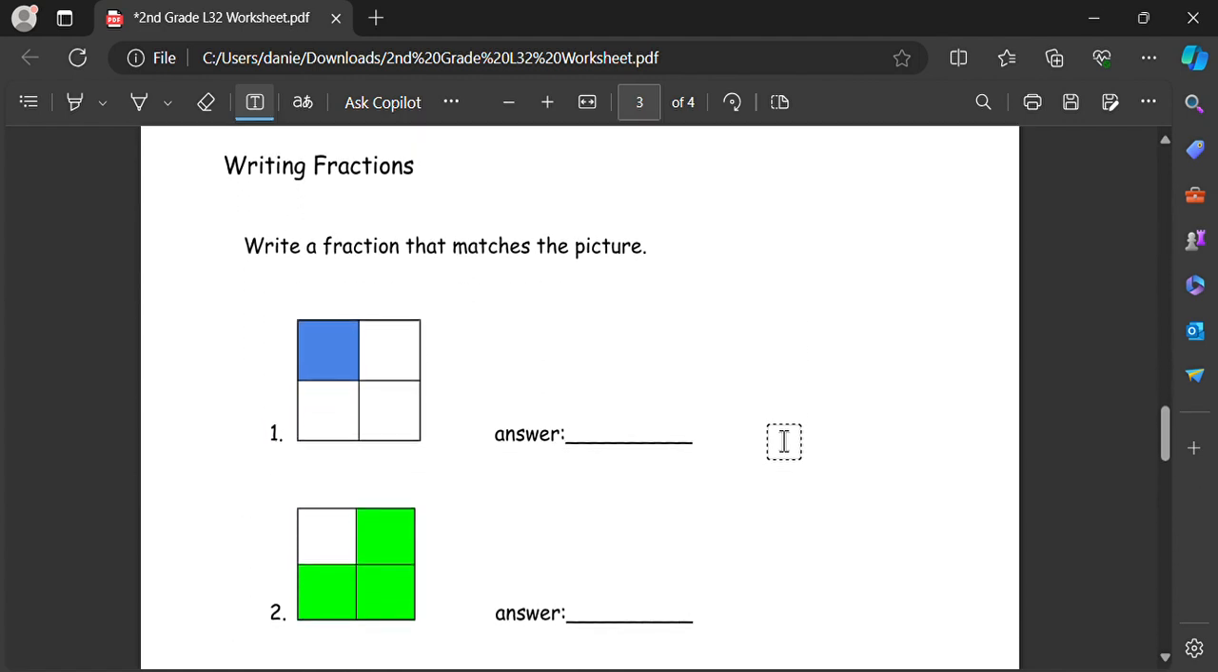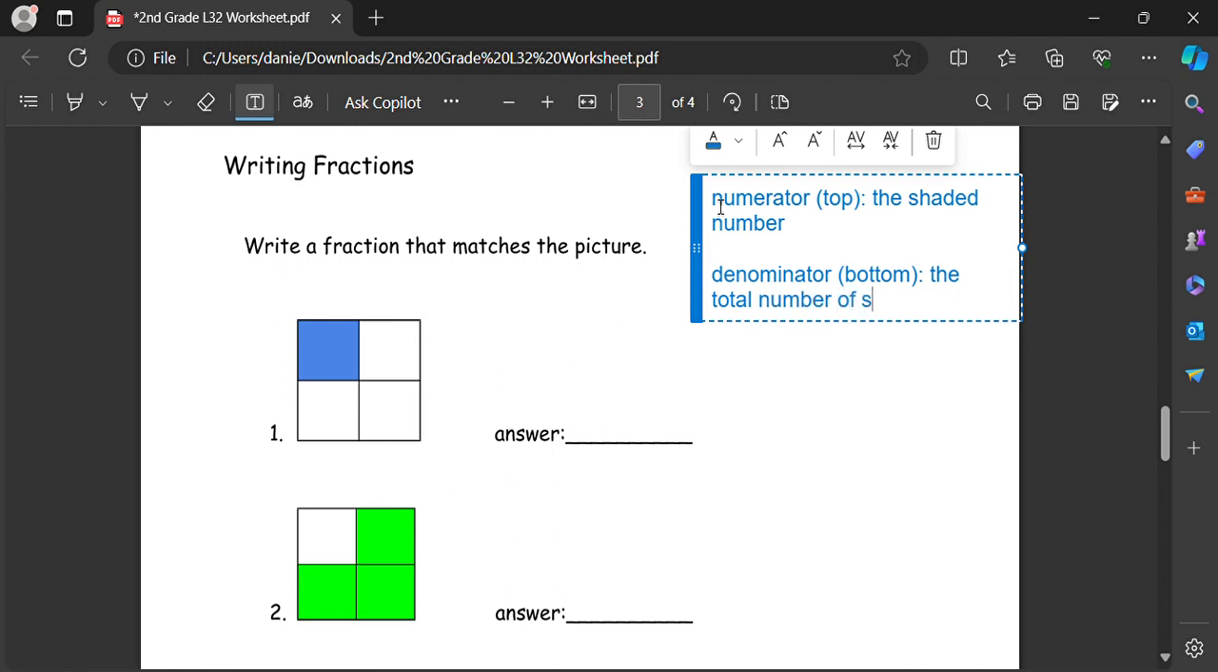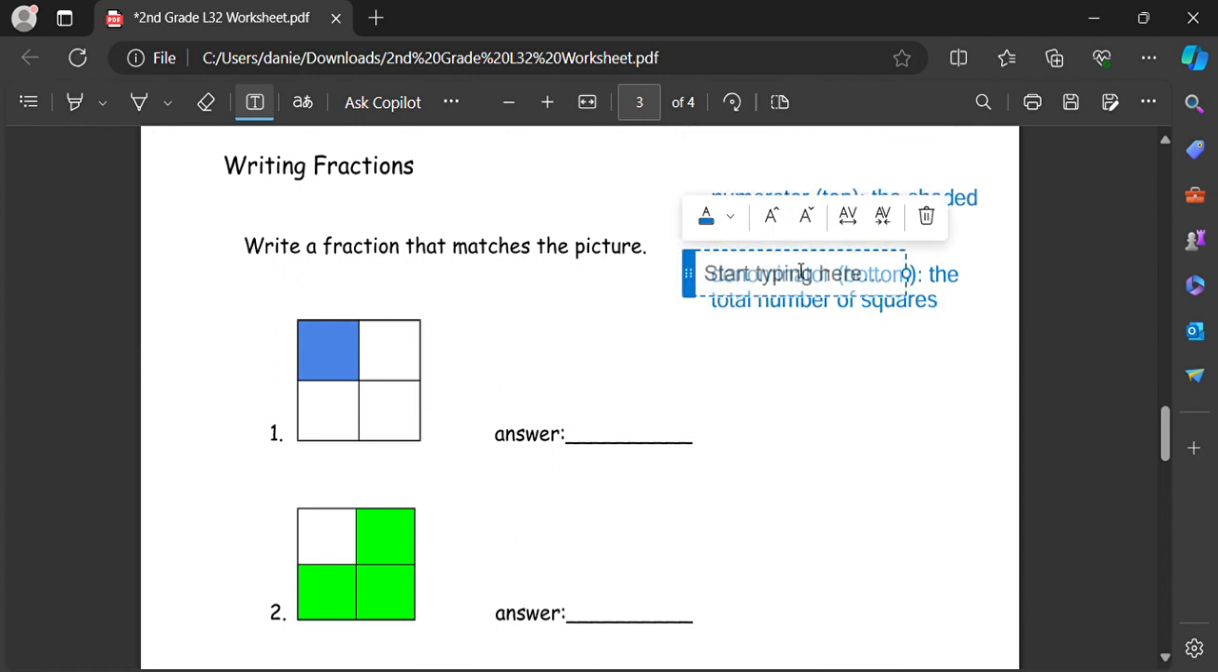Moving on to fractions. So for fractions, the top number, the numerator, will be the shaded number, while the denominator, which is the bottom, will be the total number of squares. So keep that in mind as we go through these next problems.